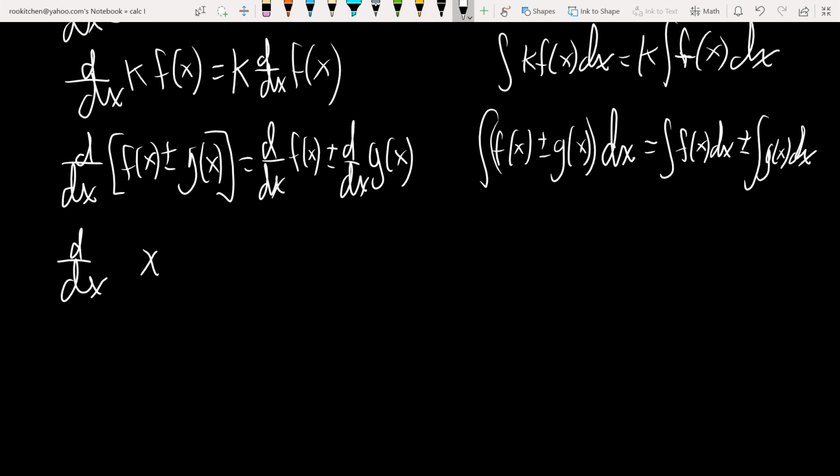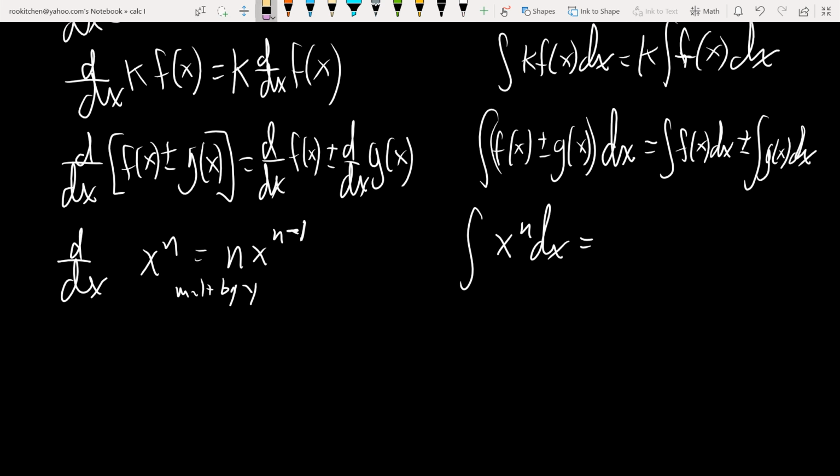So what's the power rule for integrals? We'll have the integral of x to the n dx. So look at how this works for the derivative. You bring down the n, so you're multiplying by n, and then you subtract 1 from the exponent.